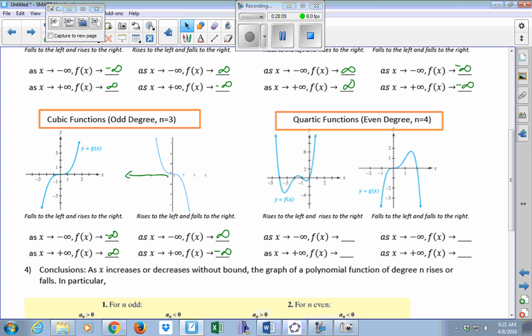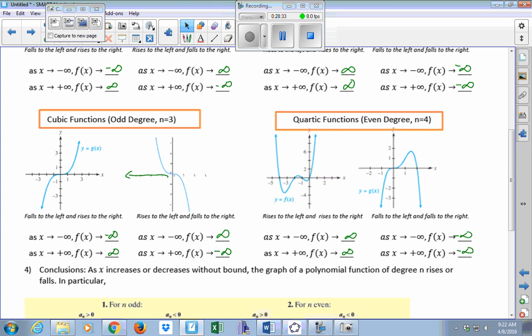So here's a quartic function. That means fourth degree. Notice both arms are up or both arms are down. These are both up and these are both down. So there's a lot going on here for you to look at, especially in the quartic function.